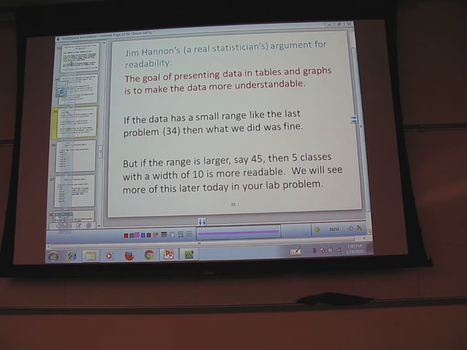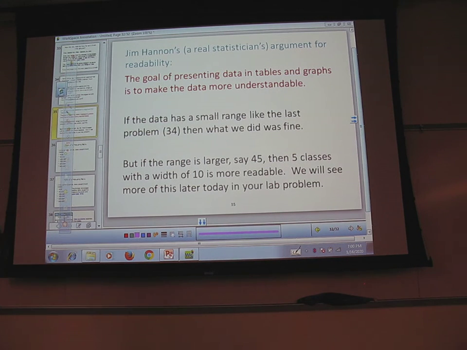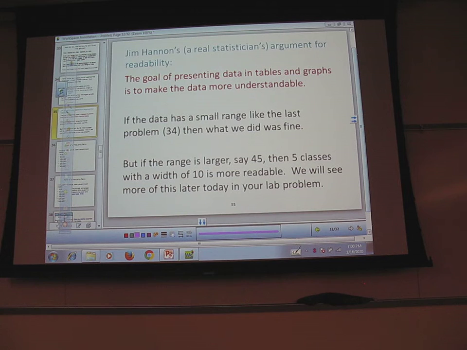So pretty much what you want to do, if you have a small range like what we did last time, then kind of what we did was okay. But really, if your range is like 45 or more, or even 25 or more, then what you really want to do is have class widths of like 5 or class widths of 10, right? Like if I have 45 data values, and you had a range of 45 in there, I might go 10 to 19, 20 to 29, 30 to 39, 40 to 49, and people can wrap their head around that better, right? That makes a lot more sense.